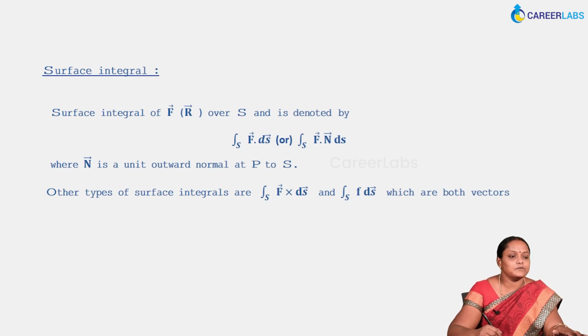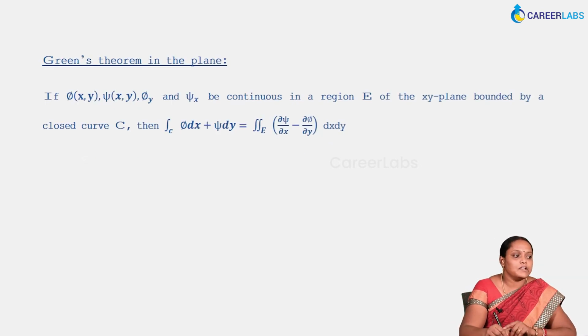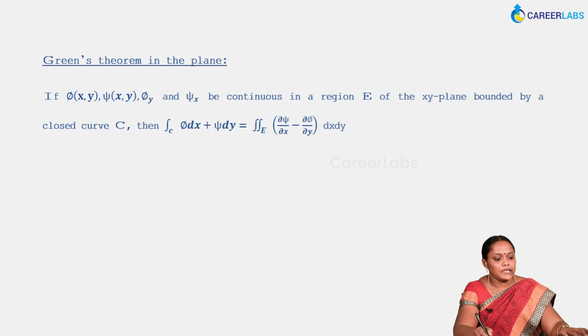This n vector is nothing but the unit outward drawn normal vector. So, now let us learn about Green's theorem in the plane. If you have two functions phi of x, y and xi of x, y, and the derivatives of phi with respect to y and xi with respect to x are continuous in a region E of the xy plane bounded by the closed curve C, then the integral over C of phi dx plus xi dy is equal to the double integral over E of dou xi by dou x minus dou phi by dou y dx dy.